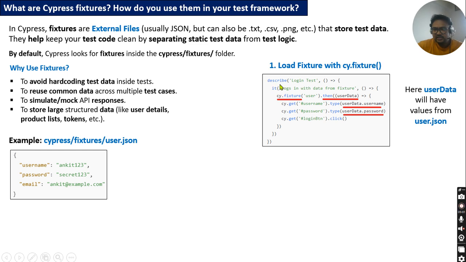Like, this is the login test, and this is the test scenario. This is the test case that we are doing: login with the data from the fixture. So in the fixture we have the username and password and all those things. How can you read this user.json in your actual test?